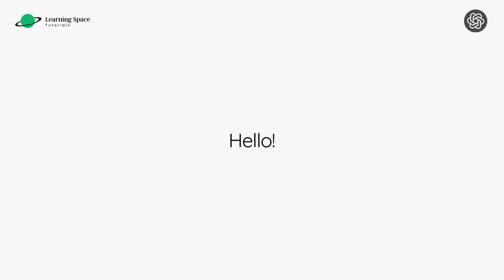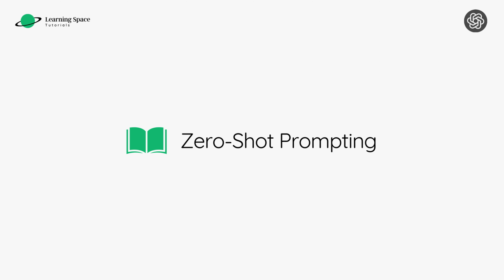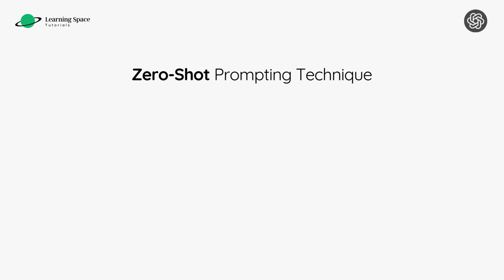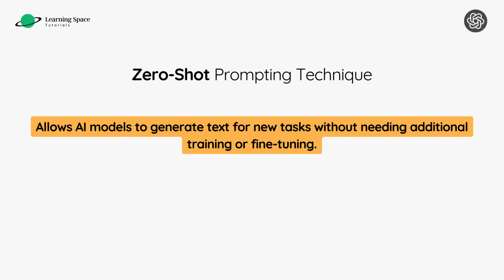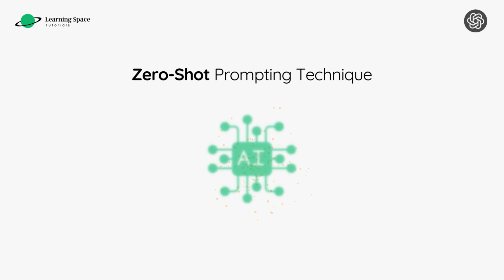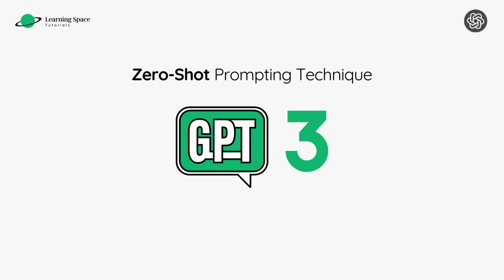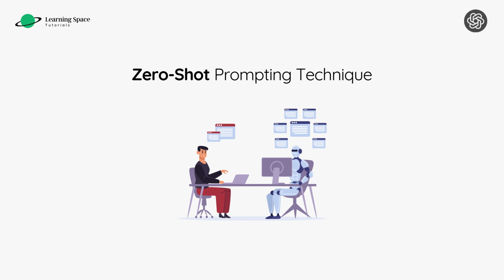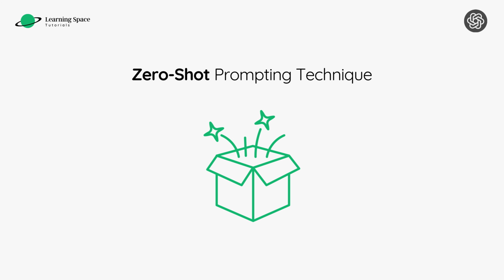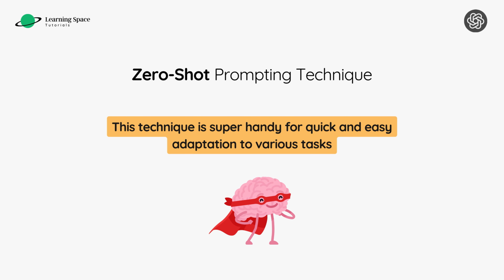In this video, we are going to learn about zero-shot prompting. Now, zero-shot prompting is an amazing technique that allows AI models to generate text for new tasks without needing additional training or fine-tuning, thanks to pre-existing language models like GPT-3, which are trained on diverse tasks. So you can get the AI to perform new tasks straight out of the box. This technique is super handy for quick and easy adaptation of various tasks.